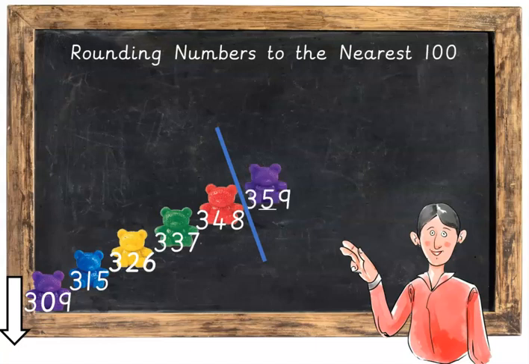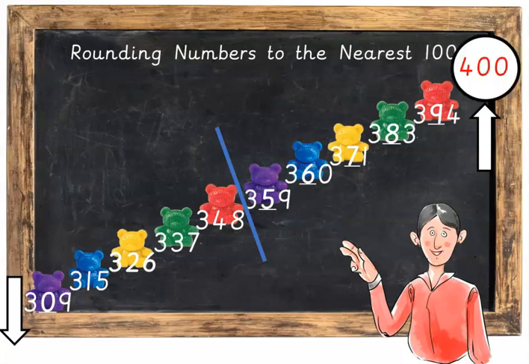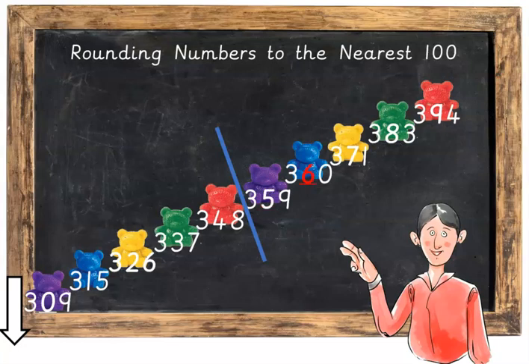Following on from this, any numbers with a 5, a 6, a 7, an 8, or a 9 in the tens column will all get rounded up to the nearest 100, which is 400 in this case. So just again, any numbers that have a 5, 6, 7, 8 or 9 in the tens column will get rounded up.